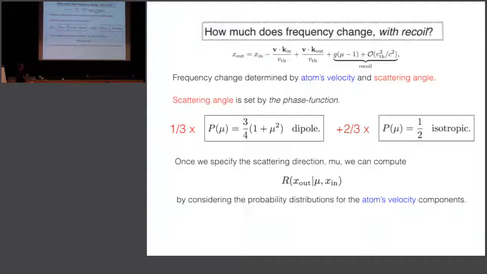So we know what this mu, this angle, is determined by. Right? It's entirely quantum mechanics. It has nothing to do with anything else. So we basically know where this is coming from. This is drawn from a distribution given by the superposition of these two terms. Now once we have this scattering angle, and we have the frequency of the incoming photon, we almost have everything we need to compute the outgoing frequency, if we have the atom's velocity.